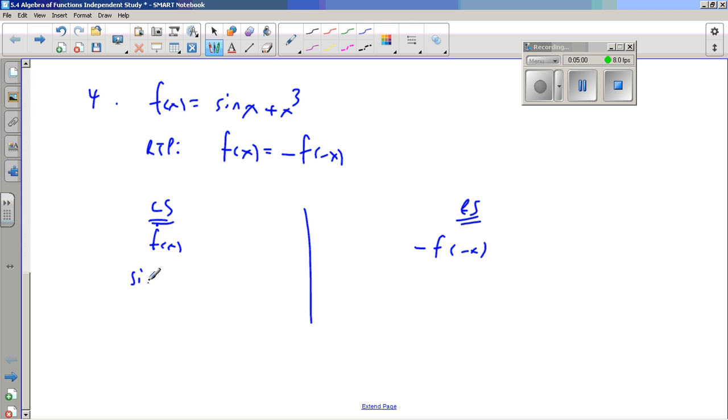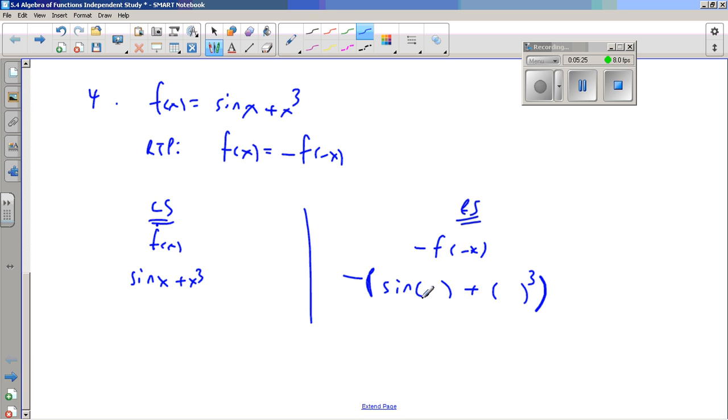This is just sine x plus x cubed. Now, how do I do this? Well, I'm going to have this negative sign out front, and f at negative x, I'm going to put in here, is the function f, which is this. Here's the function f, and I suppose I didn't need that bracket way out there. It's not a huge, long function.